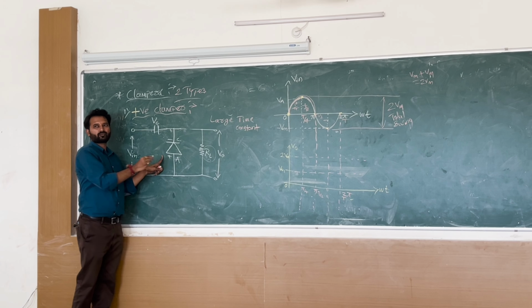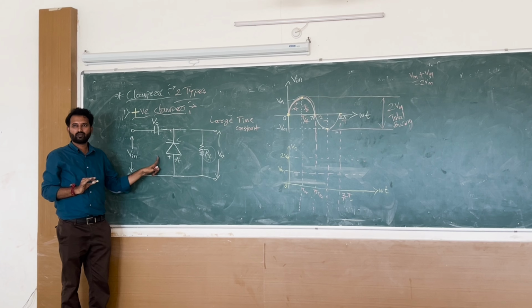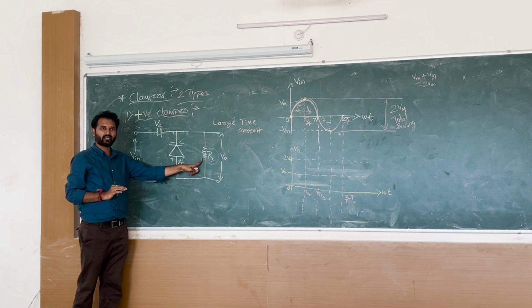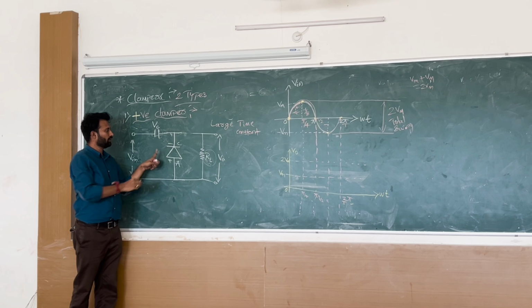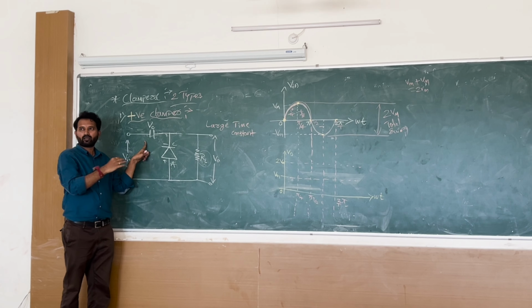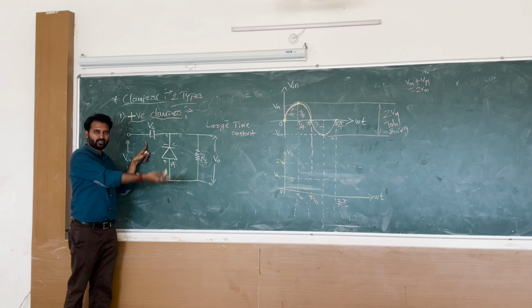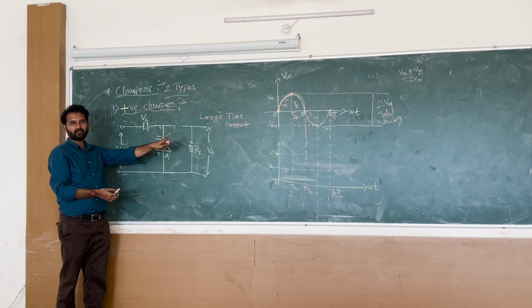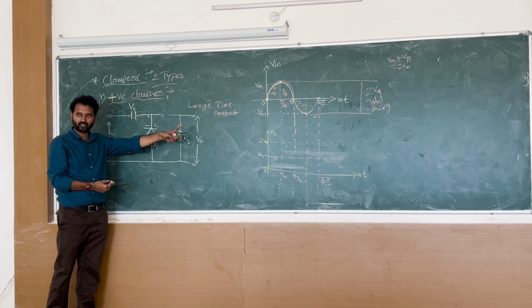Negative, positive. Understandable? And always the resistor should be connected across the diode, and we have a capacitor also. Clear? I will directly explain the operation. I will take the first negative half cycle.